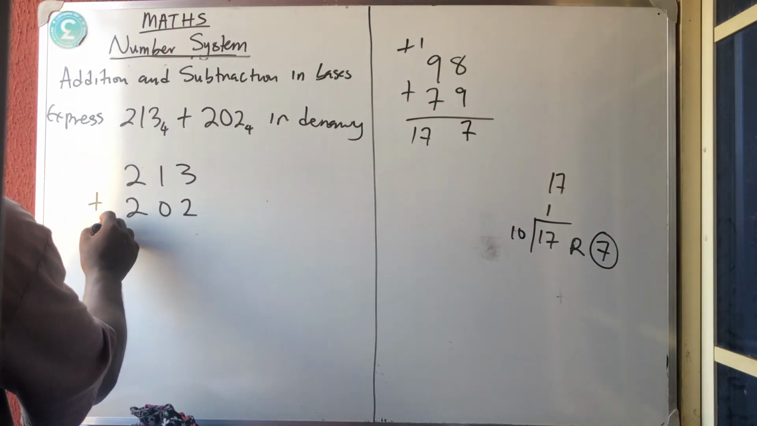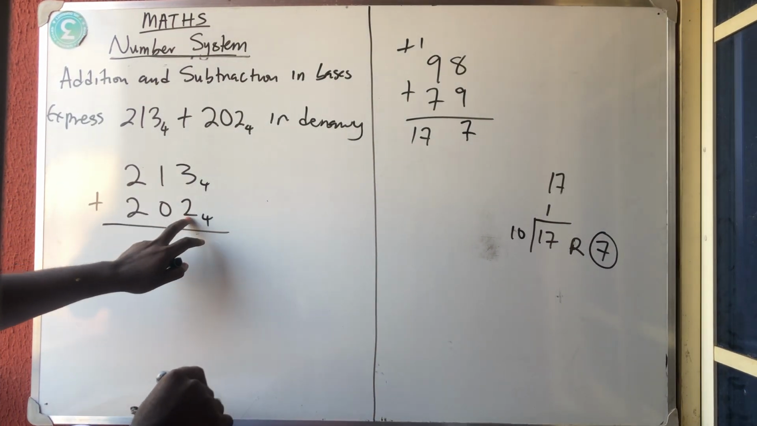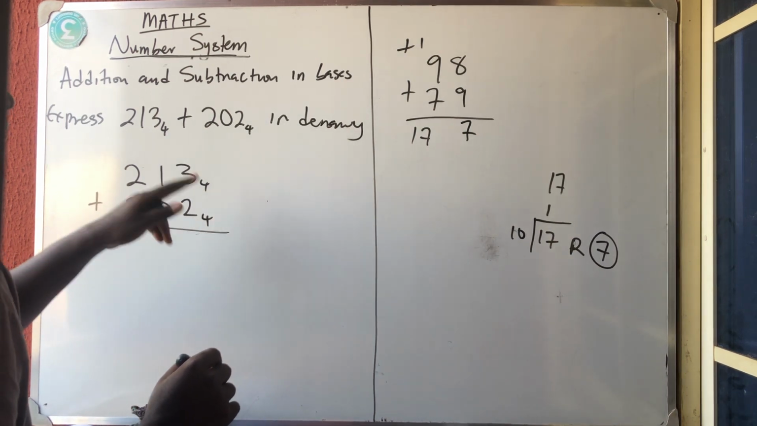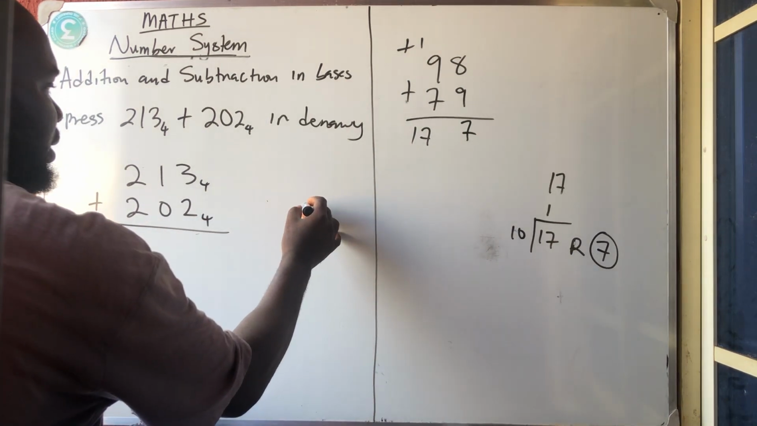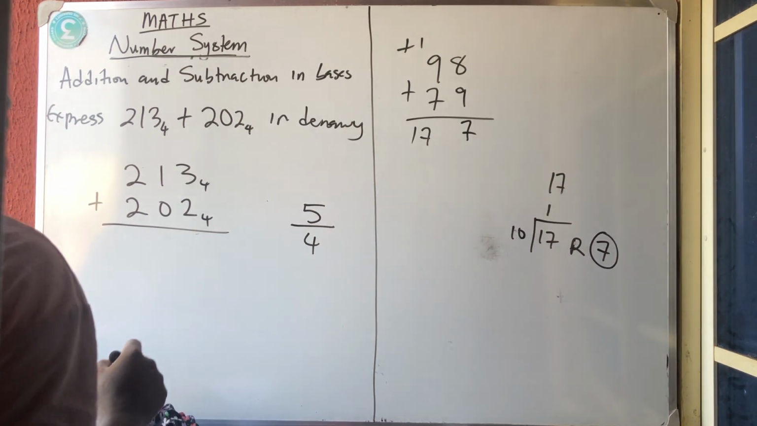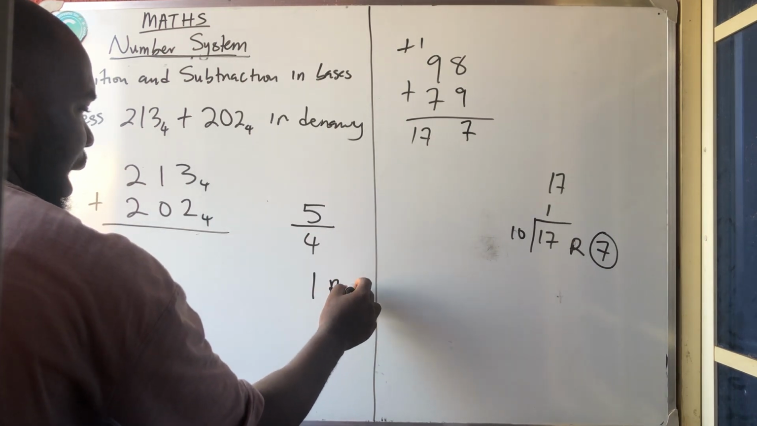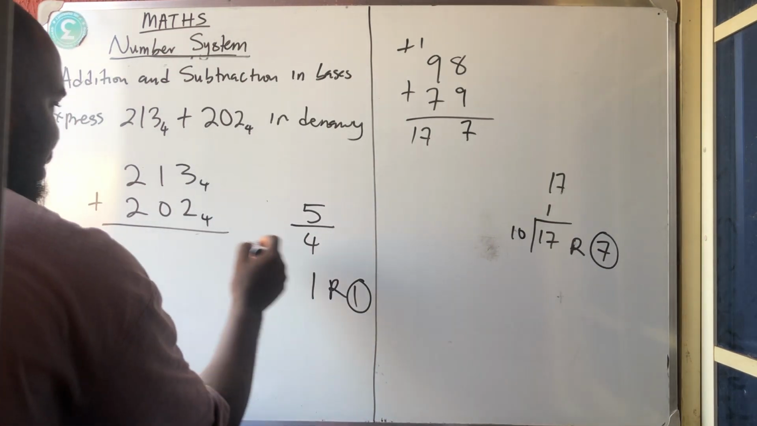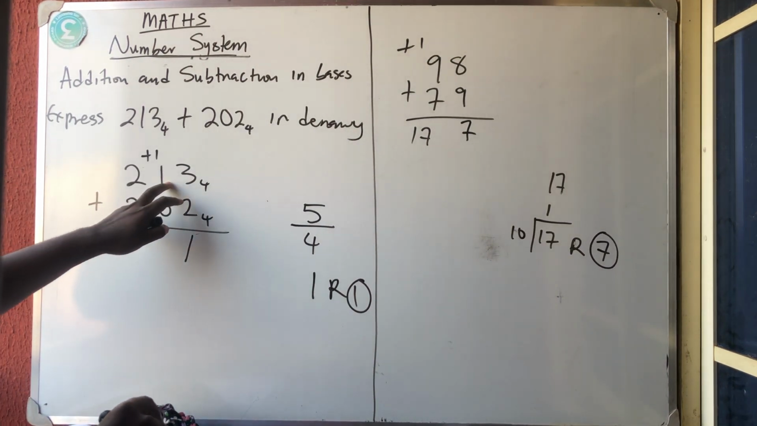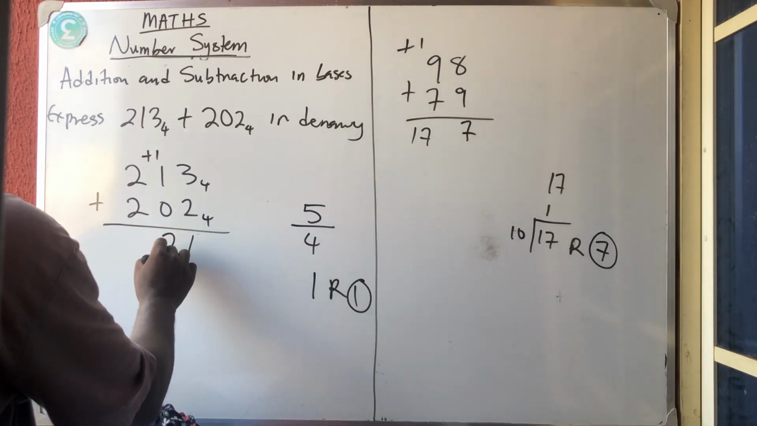So that is exactly the same thing we are going to do here in base 4. Watch me now. 3 plus 2 is 5. I cannot write 5 here because this is base 4. The highest number should be 3. So 5 divided by 4 will give me 1 remainder 1. Write the remainder here, carry that 1. So I have 1 plus 0 is 1, plus that 1 is 2. I can write 2, 2 is okay.